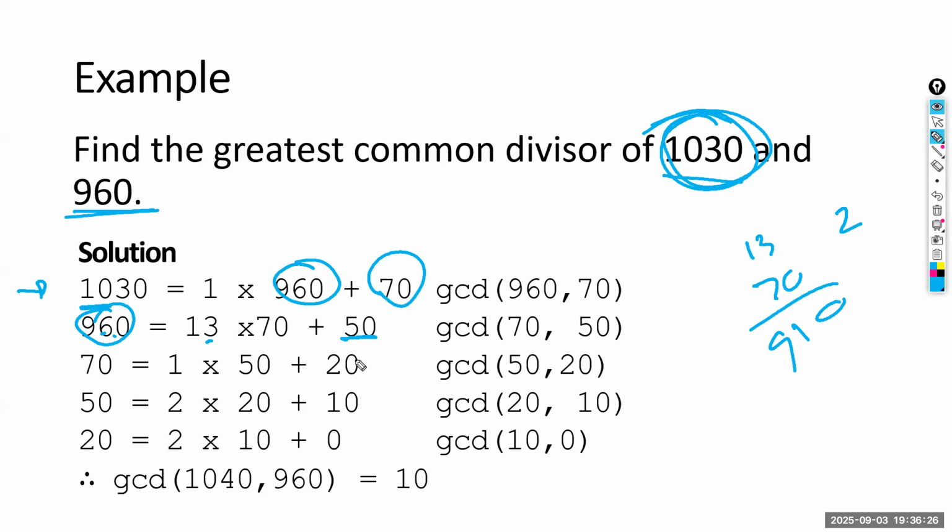So the third step is you write 70 as a multiple of 50. And of course, it's just 1, then 20 remains. So then you take 50 as a multiple of 20. 20 into 2 is 40, 10 remains. So then write 20 as a multiple of 10. That is exactly 2. When you get 0 here, you stop. You need to keep doing this until you get 0 here.